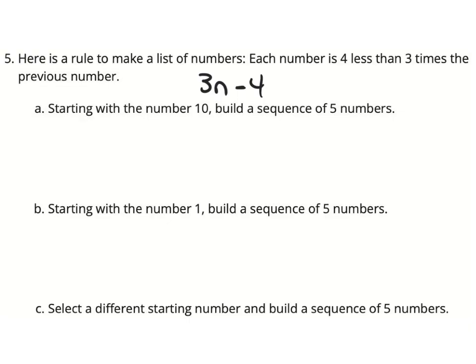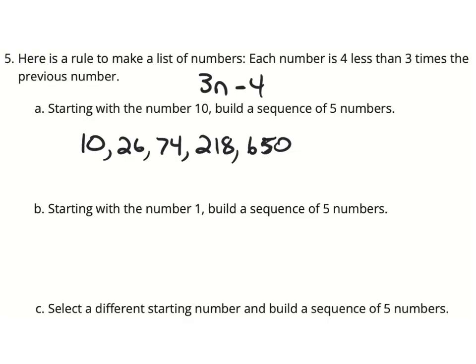So 10 is our first number. Times 3 is 30, minus 4 is 26. Times 3 is 78, minus 4 is 74. I've got a calculator, so don't think I'm doing these in my head because I already messed up twice. 74 times 3 is 222, minus 4 is 218. And then times 3 is 654, minus 4 gives us 650.